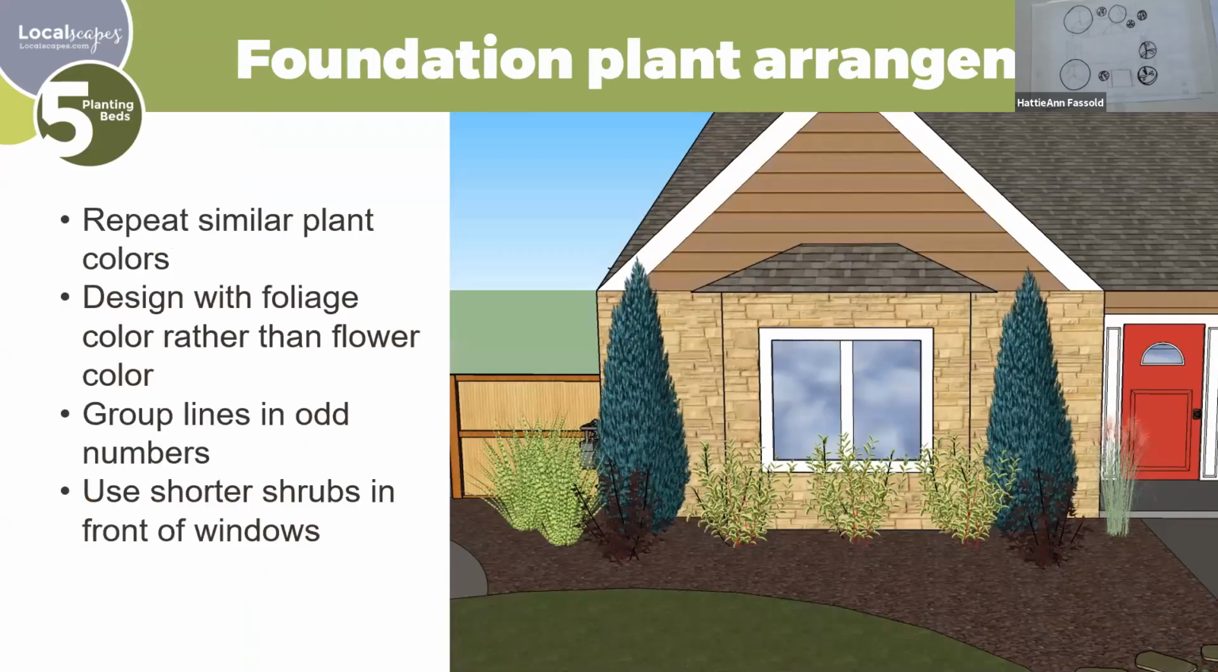It is smart to repeat similar plant colors throughout your landscape. So for example, if you have these blue junipers, you're not going to be putting those everywhere else in your landscape. Maybe you could use some, but if you use some different evergreens that are that same kind of blue color, it helps tie in the colors. So using similar colors, you want to design with your foliage rather than your flowers.